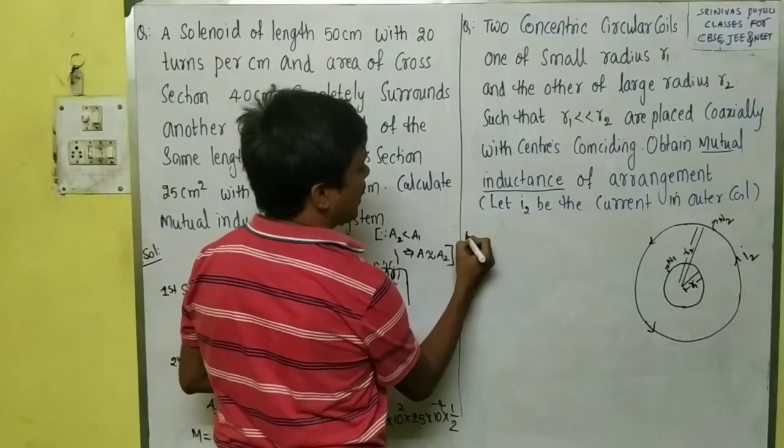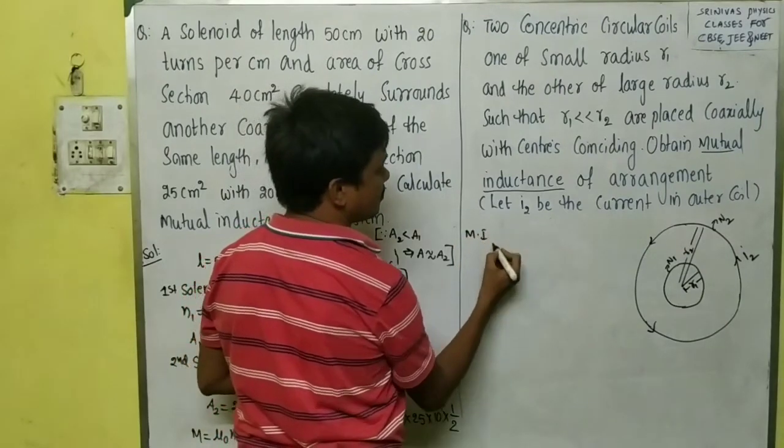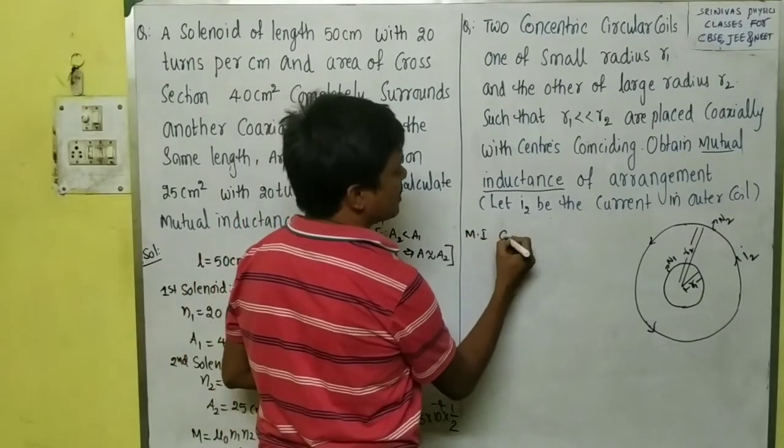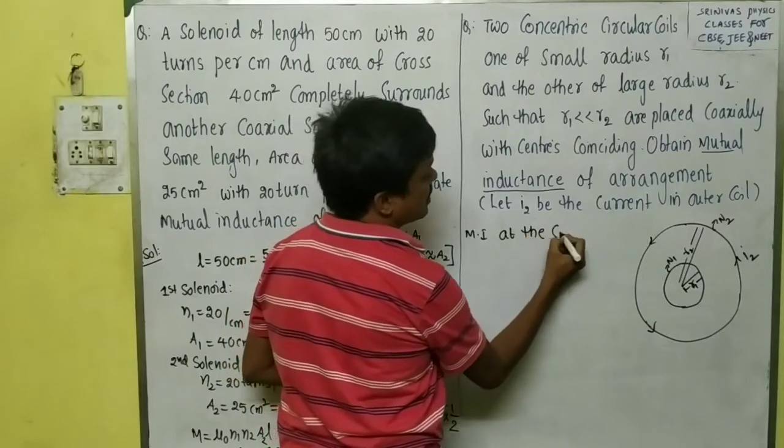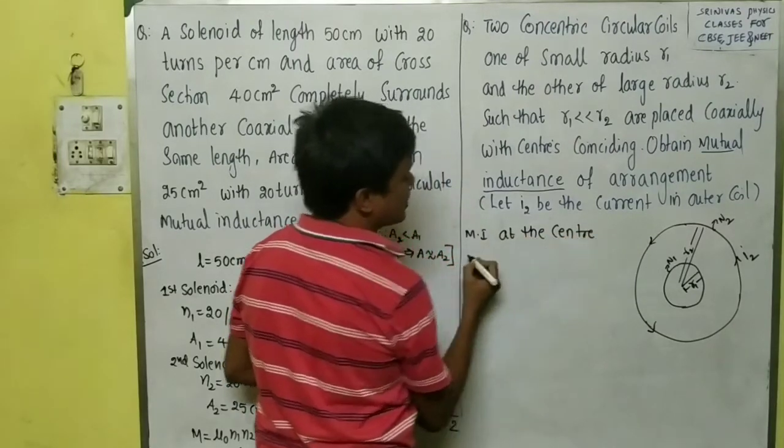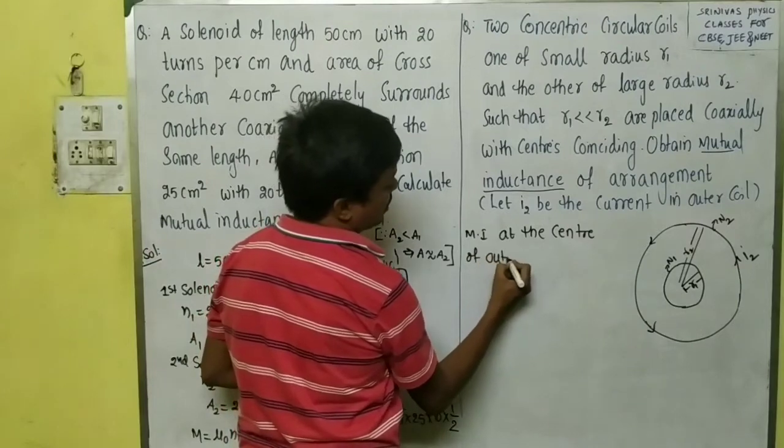And the magnetic induction at the center of the outer solenoid, right? At the center of the outer circular coil.